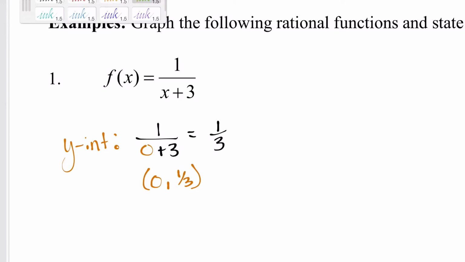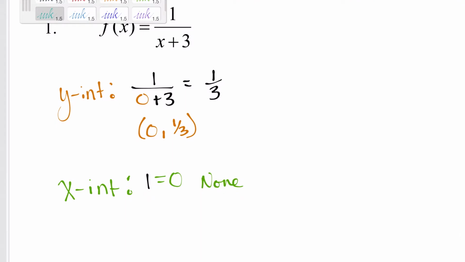So there's my y-intercept. I also want to figure out my x-intercepts. So here I can't actually set the numerator. The numerator is 1. I can't set that equal to 0. That's not really a thing. So there is no x-intercept. And then I want to find my vertical asymptote. So again, vertical asymptote, we're setting the denominator equal to 0.